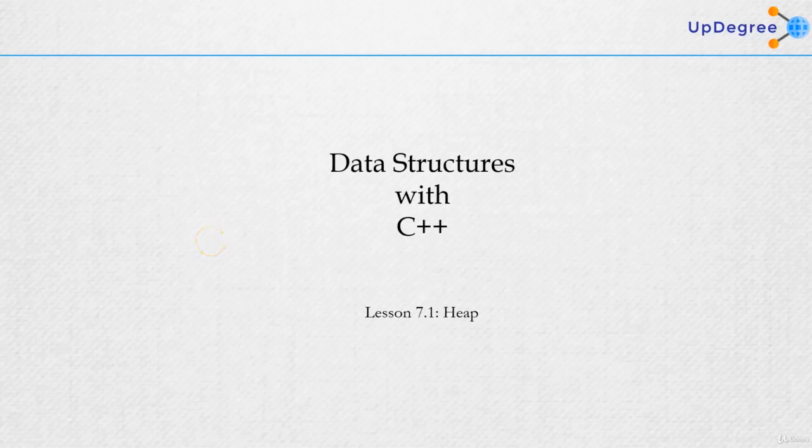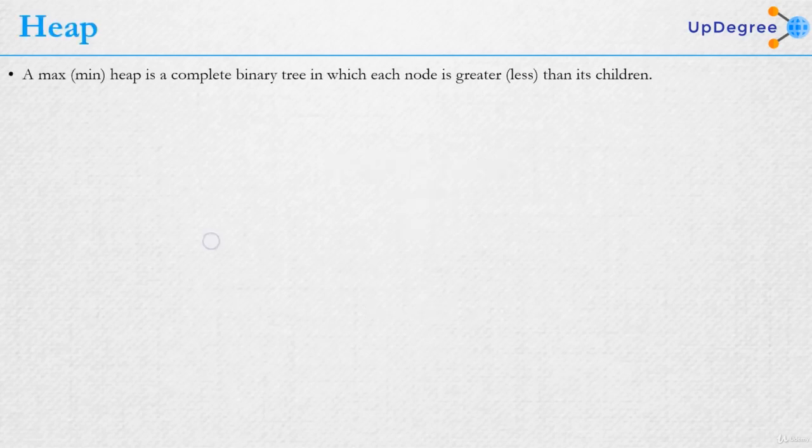Hello and welcome to the UpDegree course on data structures with C++. In this class, we will learn a new data structure, which is called a heap. A heap can be of two types.